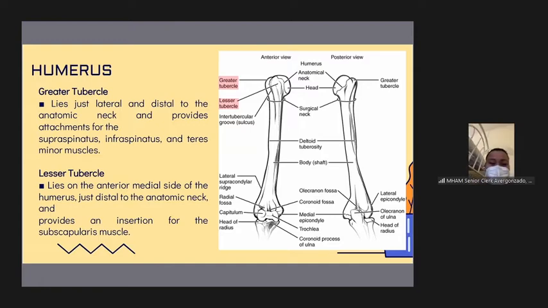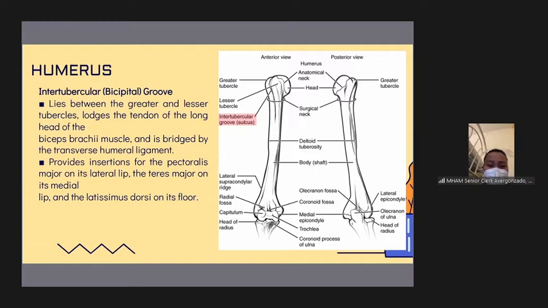So your greater tubercle lies just lateral and distal to the anatomic neck and provides attachments for the supraspinatus, infraspinatus, and your teres minor muscle. And the lesser tubercle lies on the anterior medial side of the humerus, just distal to the anatomic neck, and it provides an insertion for the subscapularis muscle. Next slide, please.